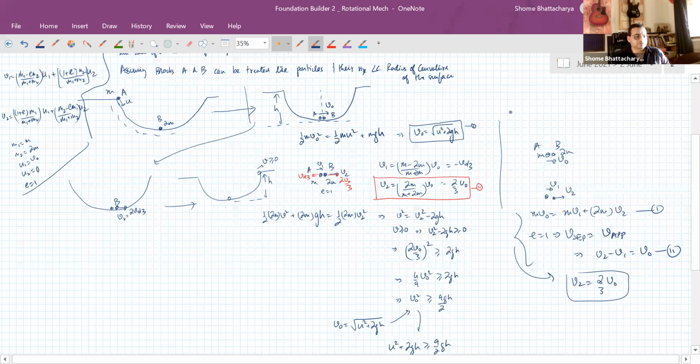So it's up to you whichever method you use. You can use momentum conservation and coefficient of restitution fundamentals to solve the collision like I've done here, or you can use the direct formula that we get by solving those equations that I've written here. But this equation becomes crucial.